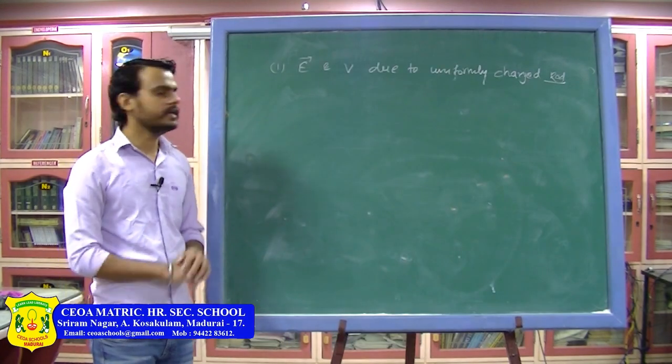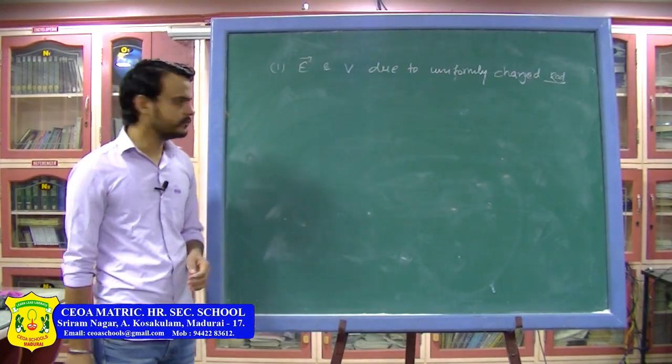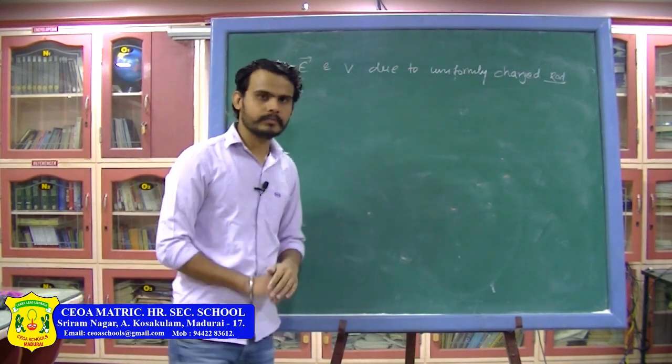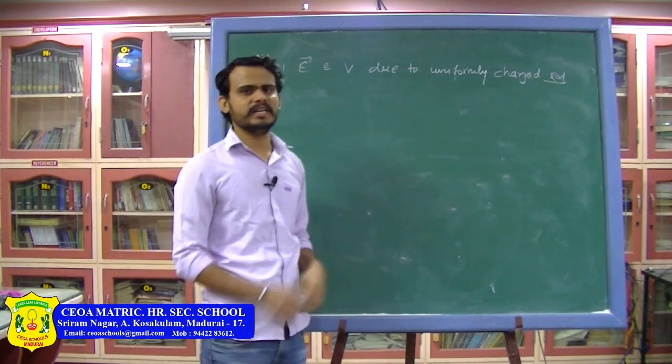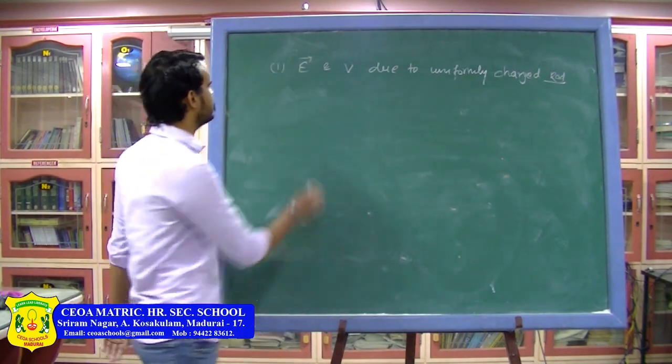Now that we have seen the electric field due to point charges and the electric field due to a dipole, we are going to see the electric field and potential due to a uniformly charged rod. So what do we mean by a uniformly charged rod?